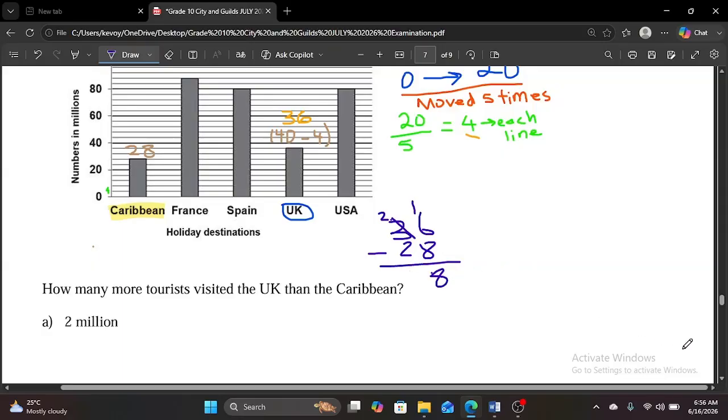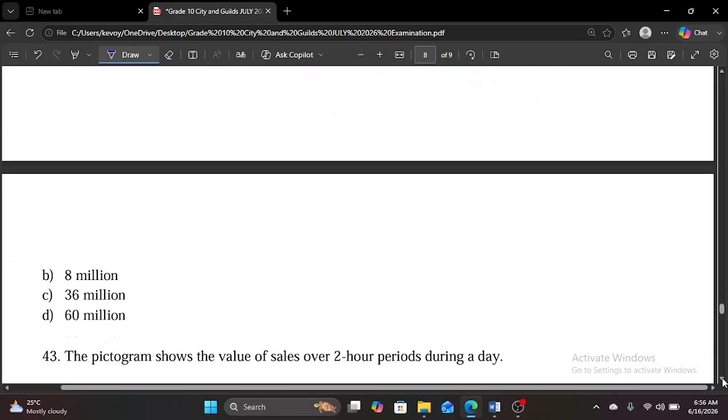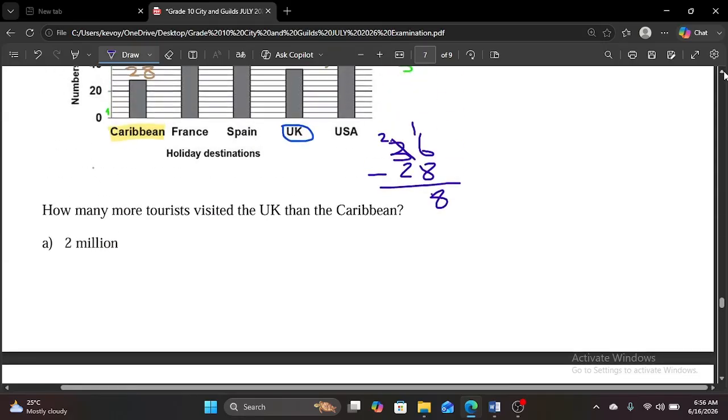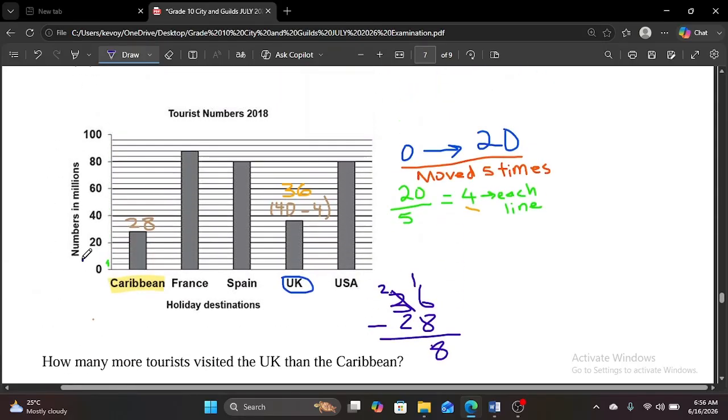So our answer here is going to be 8 million, because our graph says that the numbers over the side right here are numbers in millions. So this 20 right here will be 20 million. All numbers you see right there are in millions. So if 28 million tourists visited the Caribbean and 36 million visited the UK, after we subtract, the difference is just 8. So 8 million more persons visited the UK than the Caribbean.